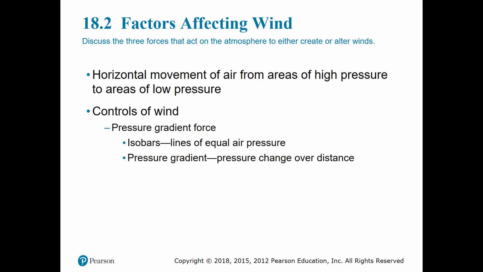So wind is controlled by a combination of three different things: pressure gradient force, the Coriolis effect, and friction. So now we're going to watch a smart figure video on the pressure gradient force, followed by another one on the Coriolis effect, and then I'll explain a little bit about friction and then put all three of those together.